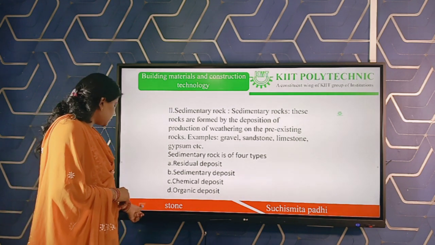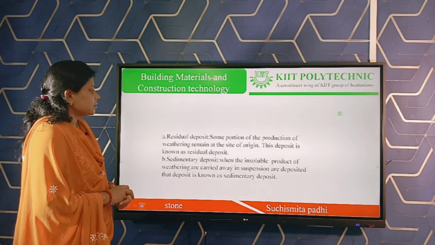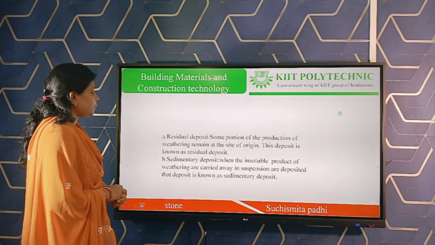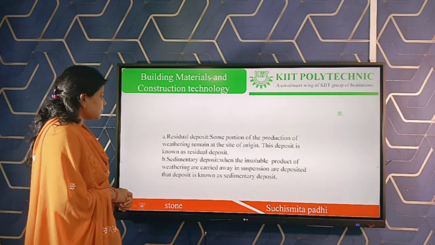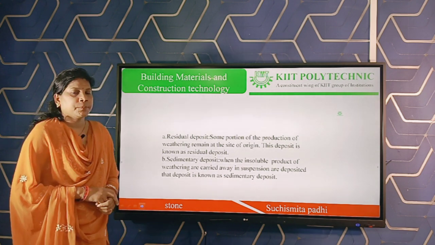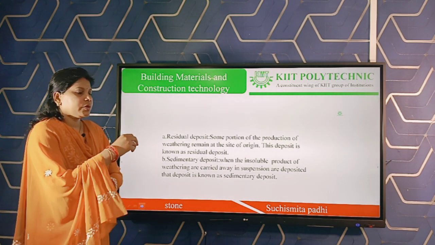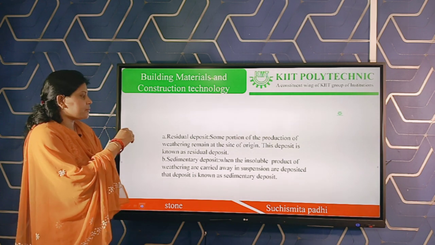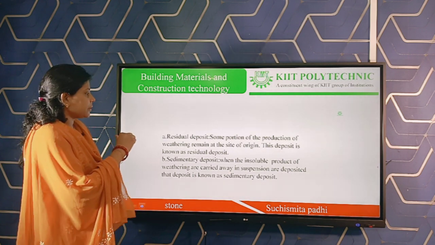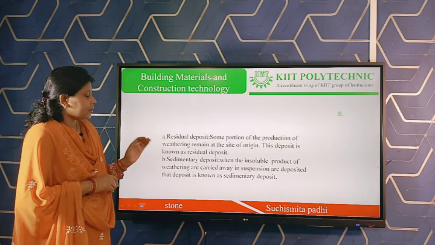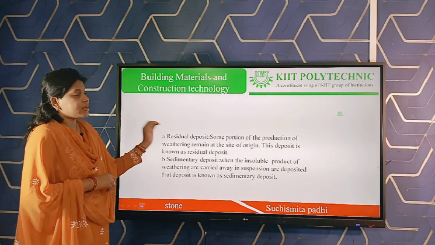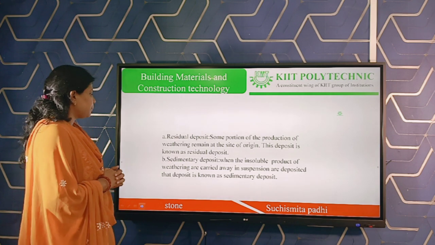So, first is residual deposit. Some portion of the products of weathering remain at the site of origin. This deposit is known as residual deposit. When we are quarrying the stone from the pit, at that time some portions of the material are getting deposited at the same site, means at the origin. That deposit is known as residual deposit.